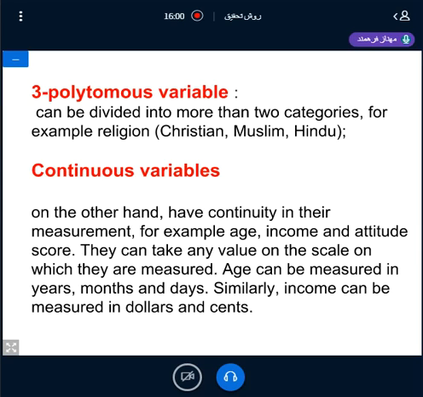And number three, polytomous variables can be divided into more than two categories. For example, religion. We have many religions: Christian, Muslim, Hindu. So these variables are named polytomous variables.